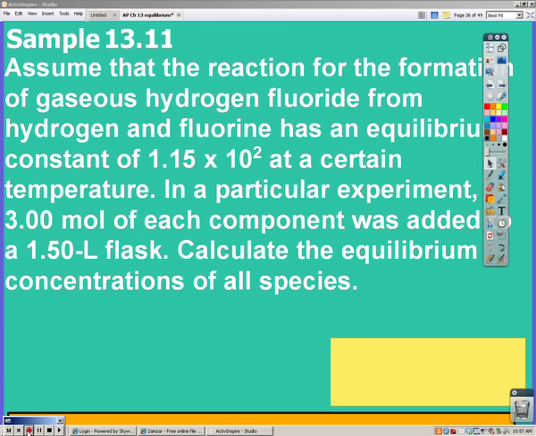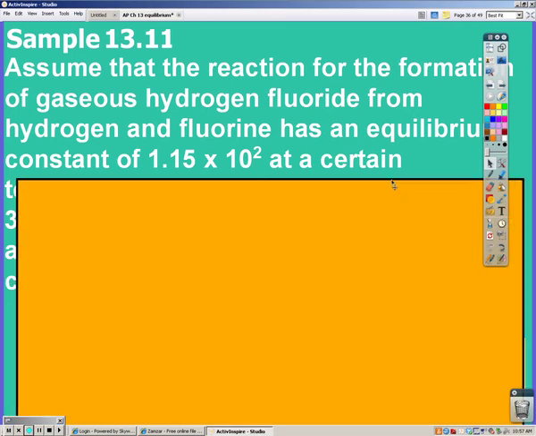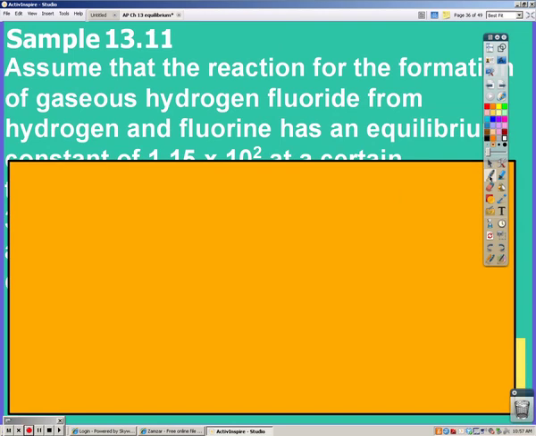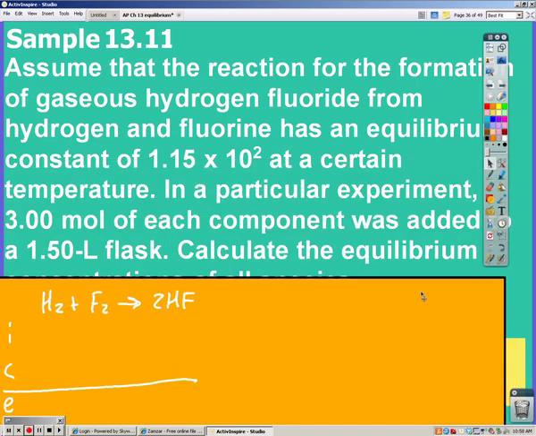So let's look at this one. On this one, we're also looking for equilibrium concentrations, so we're going to have to set up an ICE table, but we're going to need to write our equation first. And so we have hydrogen and fluorine reacting to make hydrofluoric acid. Set up our ICE table, and again we need initial concentrations of everything. Looking back at the problem, it says that I added 3 moles in a 1.5 liter flask of each component. So 3 moles over 1.5 liters gives me a 2 molarity of everything.